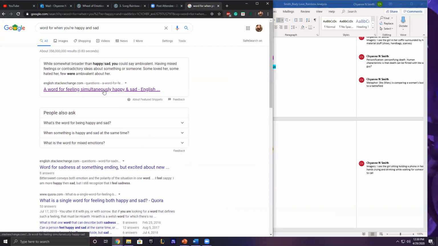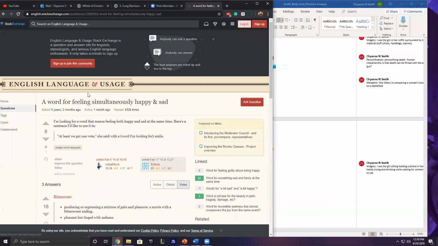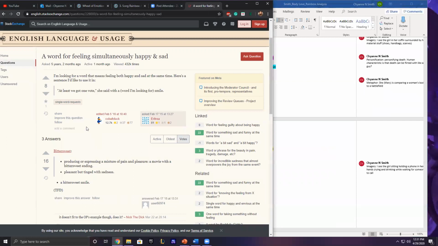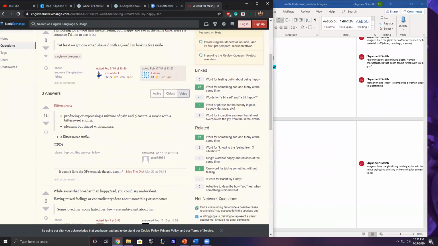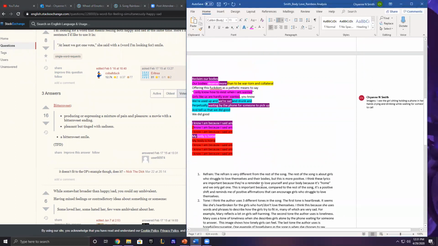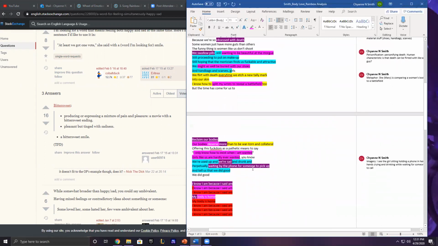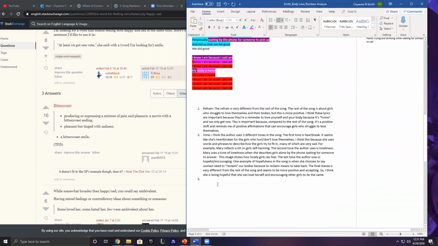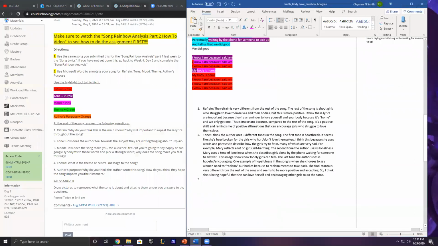let's see. So when you're simultaneously happy and simultaneously sad, the word that we're looking for here is bittersweet, right? You're happy and you're sad. It's bitter, but it's sweet. So I feel like that tone, that mood, really describes this song for me as the audience of this song. So then going back, I'm going to answer that question by typing in mood.